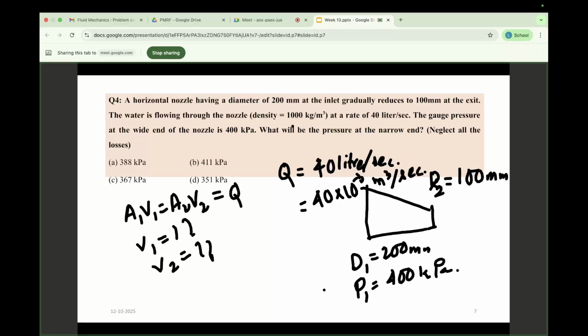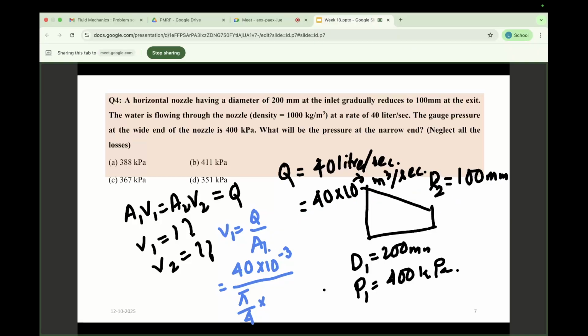So as from this, I can find V1 easily. So that V1 is Q by A1. So what is Q? Q is 40 into 10 to the power minus 3. What is A1? In place of A1 I can write pi by 4 into d square.